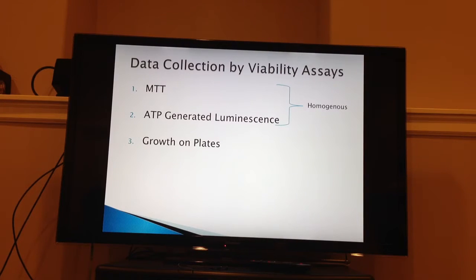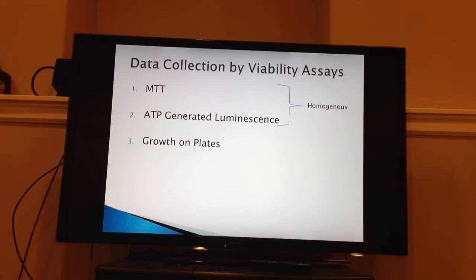I collected my data through three independent viability assays, the first of which is called an MTT assay. Basically, MTT is a tetrazolium dye, which is a yellowish color, and when you put it in a solution full of cells, it will be reduced by the cells' reductase enzymes to a formazan, which gives a purple color. And so you measure the amount of purple using a plate reader, and then you quantify that, and it's directly proportional to the number of living cells.